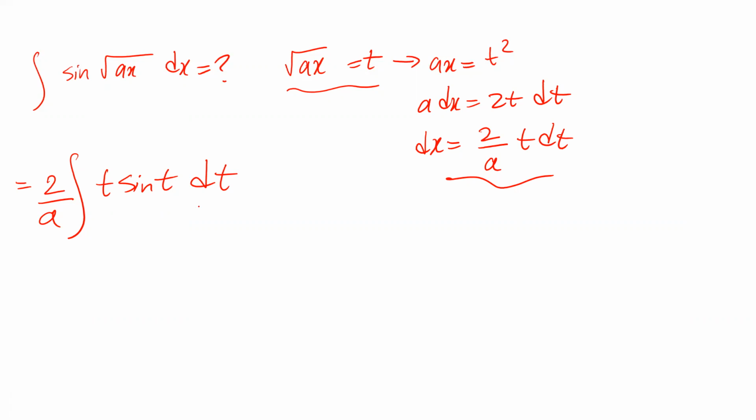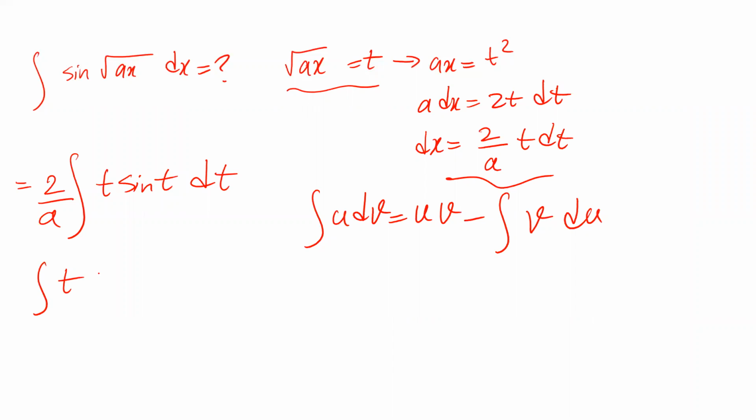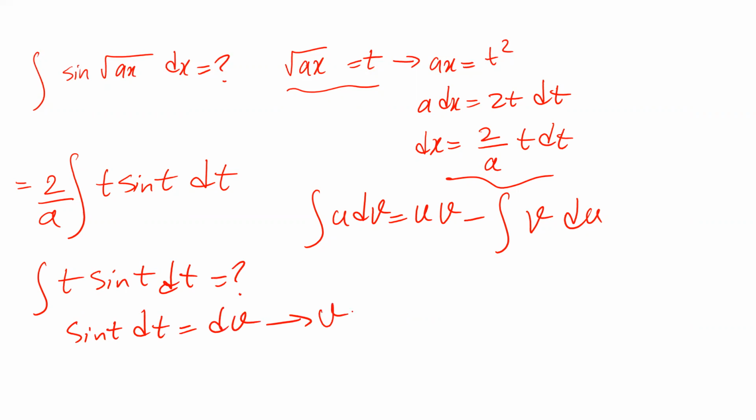as integration by parts, using the formula for integration by parts. That is the integral of u dv is equal to uv minus integral of v du. So here, basically the integral of t sine t dt, if you want to calculate this one, you can define sine t dt as dv. Therefore, v will be equal to integral of sine t dt, which will be equal to minus cosine t.